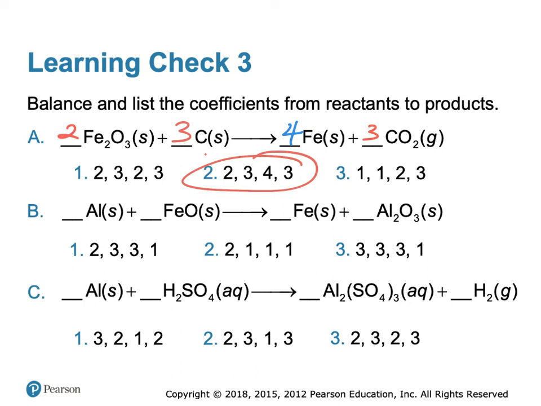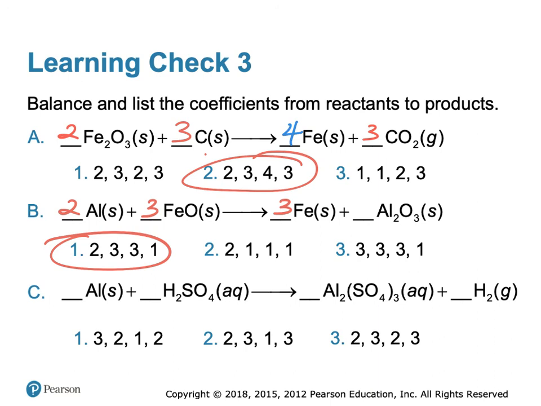All right, so our aluminums are not balanced, our irons are balanced, and our oxygens are not balanced. So let me start with the aluminum. So I'm going to put a 2 in front of the Al. All right, now I have to balance the oxygen. So I'm going to put a 3 in front of the iron oxide, and then I'm going to put a 3 in front of the iron, and now I should be balanced. So my coefficients are 2, 3, 3, 1. So that will be choice 1.